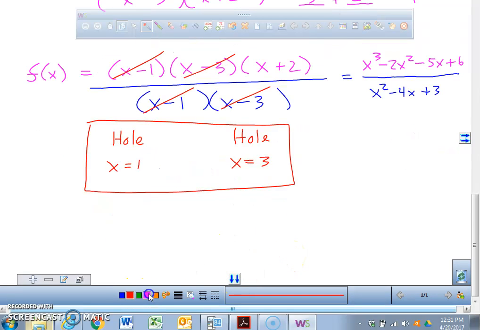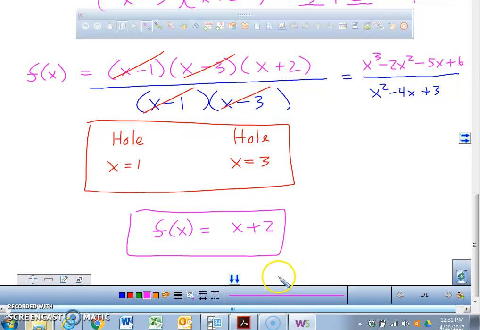Now, what is the only thing we have left standing in the numerator? That's it. So all we have left is f of x equals x plus 2, where there actually are two holes. There are no vertical asymptotes. There are no horizontal asymptotes in this problem. Okay? So basically, that would be your graph.